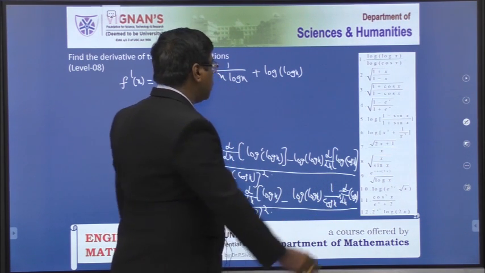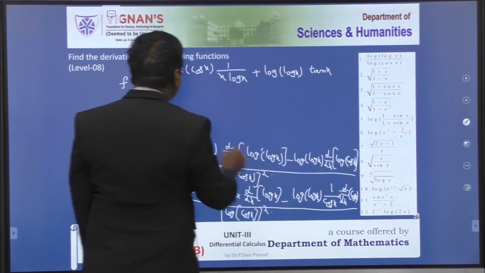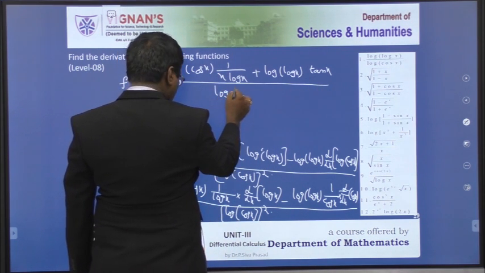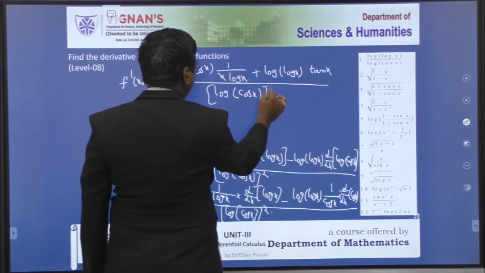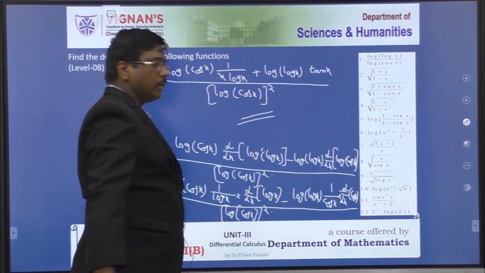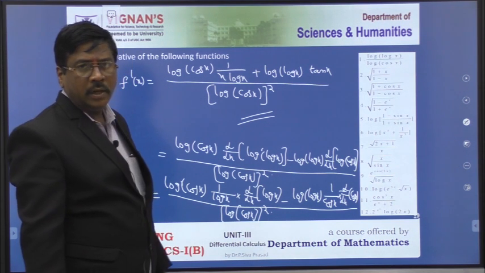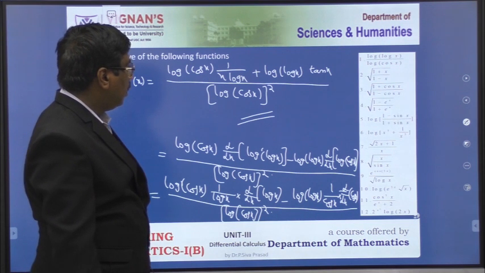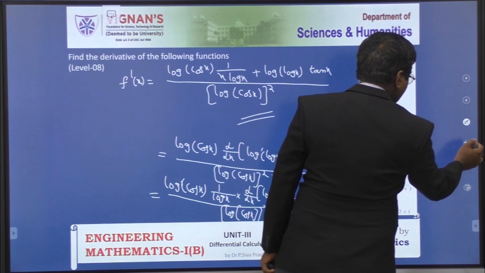Then how can you write it? Sin x by cos x is tan x, by log of cos x whole square. This is the final answer that we will be getting. All of you get the point. There is no further simplification; at that stage you have to stop the process of doing the derivative. Okay, so now coming to the second problem.